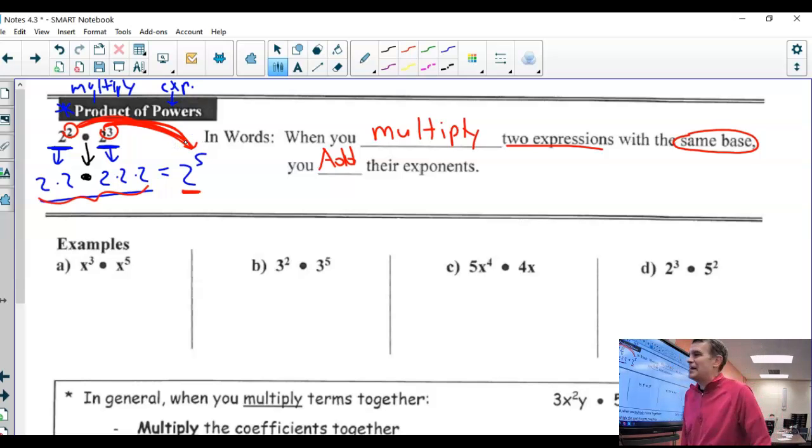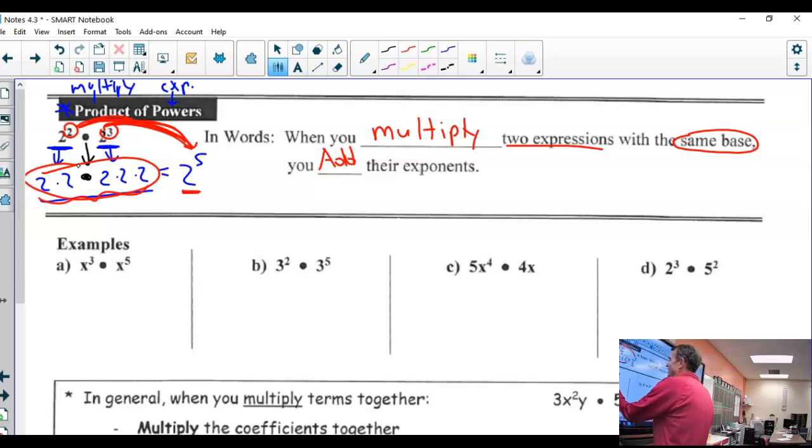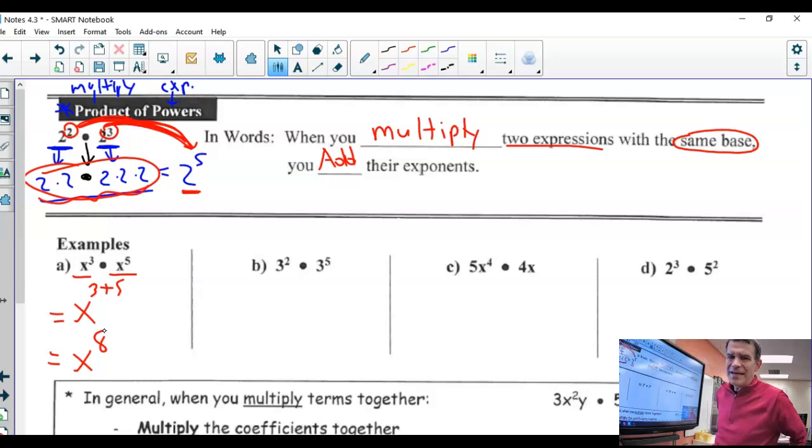So in the future, we do not have to write out this whole thing, 2 times 2 times 2 times 2 times 2. We just know to add the exponents when they're on the same base. So let's do a few examples and see if we follow this. What is x to the third times x to the fifth? Well, that would be x to the 3 plus 5, or x to the 8th. When I am multiplying two things together that have the same base, right, the x is the base, then I can just add the exponents.